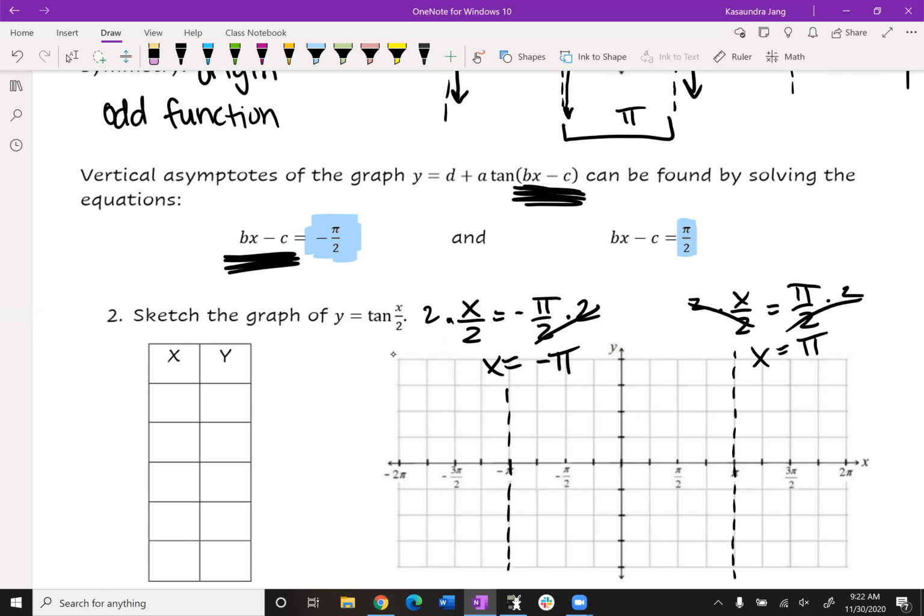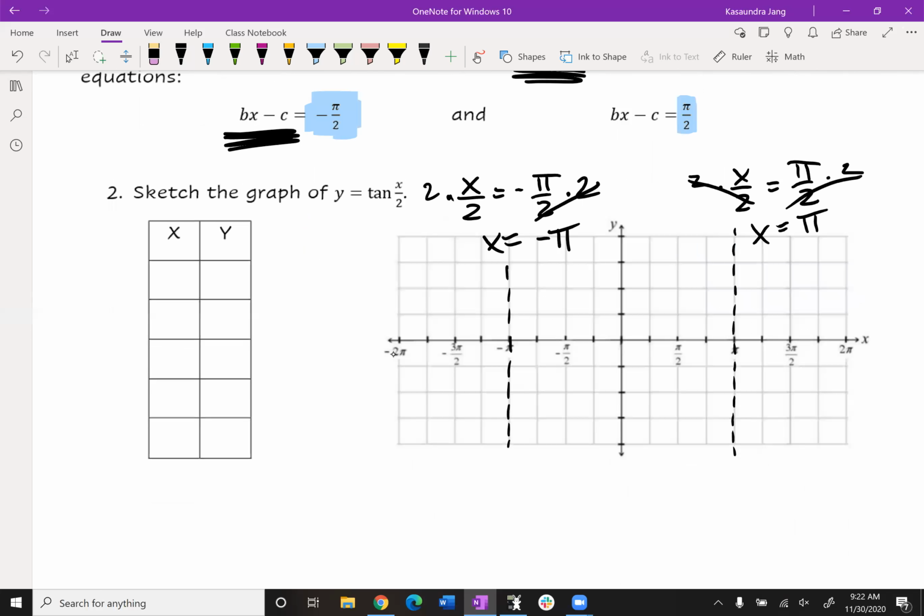I still think it's going to have the same basic shape. I think it's going to look something like this. Let's get some specific points that we're going to hit though. Maybe I'll plug in negative 3 pi fourths, negative pi halves, negative pi fourths, 0, positive pi fourths. You get the idea here. Let's get the shape of this.